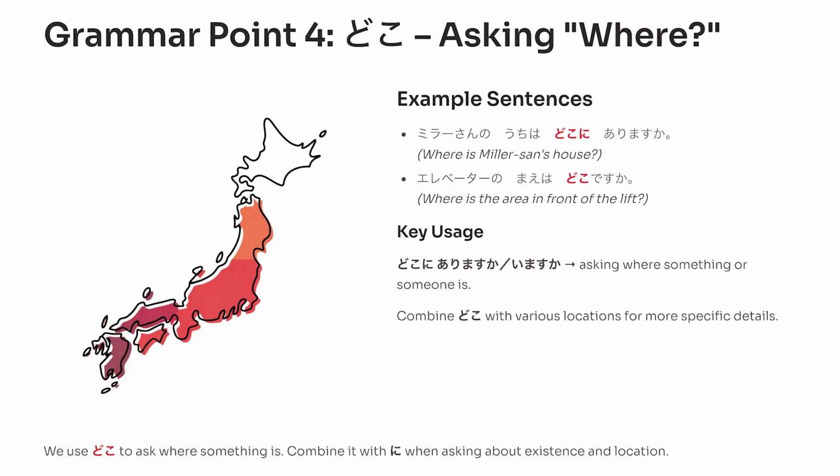This means, where is Yamada-san? You may also see questions like, エレベーターの前はどこですか? Here, we're asking where a particular place is, so the sentence ends with ですか instead of ありますか? A simple way to remember this grammar is, use どこにありますか for things and places. Use どこにいますか for people and animals. This is one of the most common question patterns in Japanese, and is especially useful when asking for directions or looking for someone.